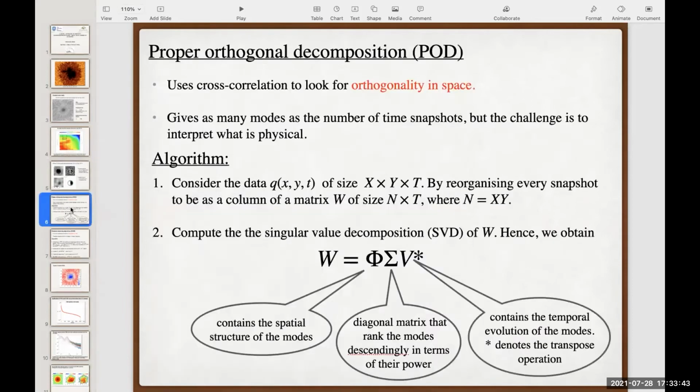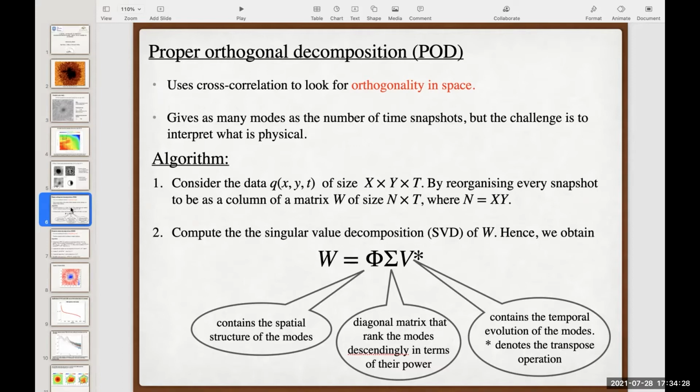Okay, the first technique that I'm going to use to analyze the sunspot is known as the proper orthogonal decomposition, which uses the cross correlation to look for orthogonality in space. It gives us as many modes as the number of snapshots. But the challenge is to interpret which of them are physical, as we will have a huge number of snapshots. That means we'll have a huge number of POD modes.